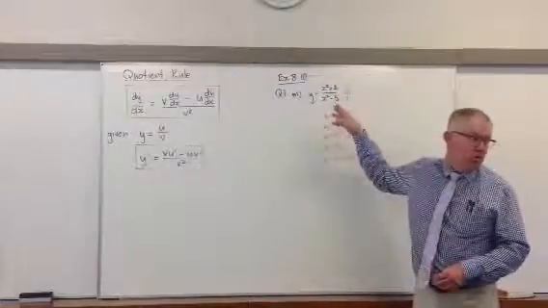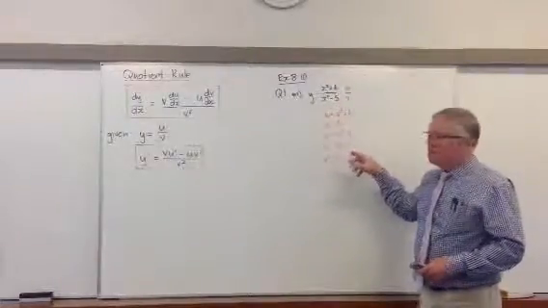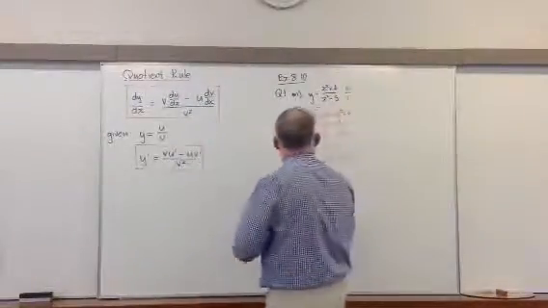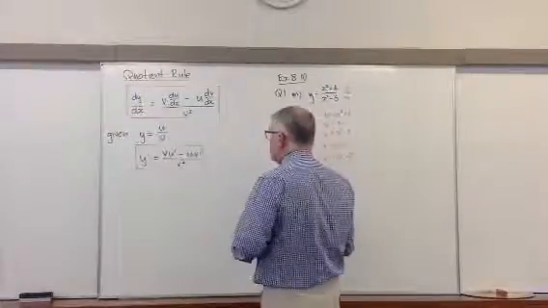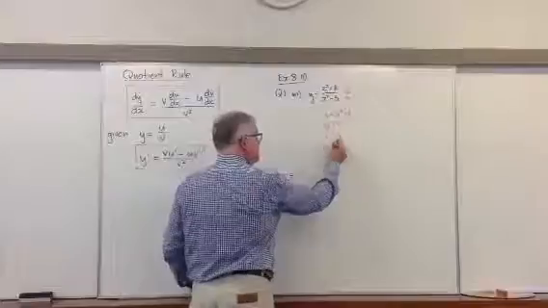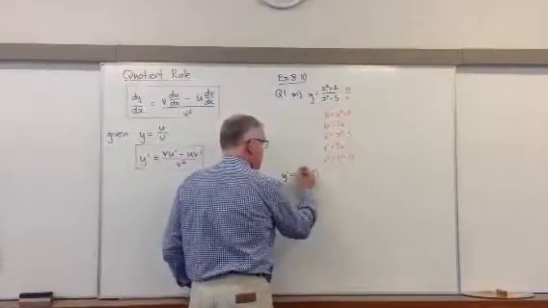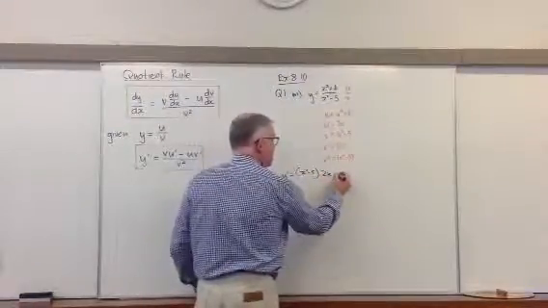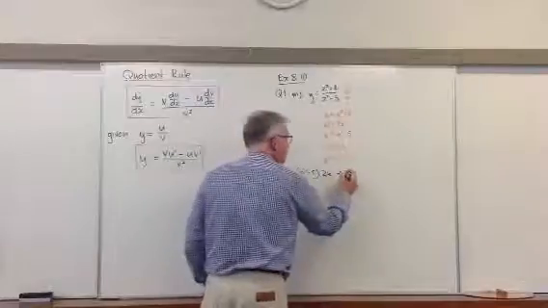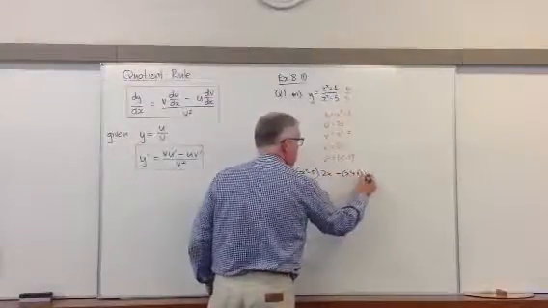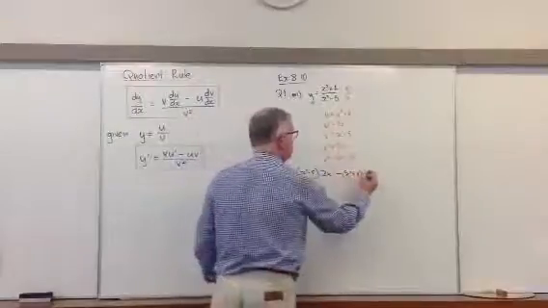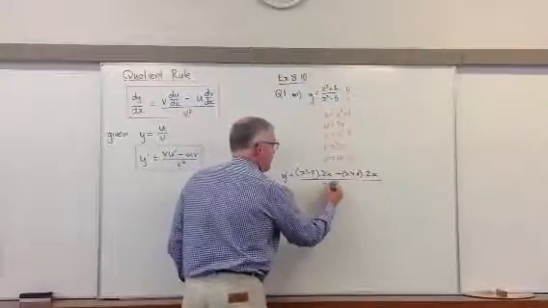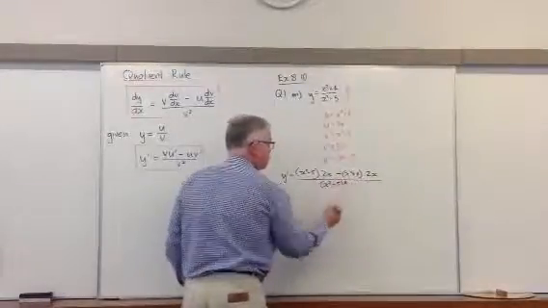And now what we do is we take all these little bits that we've created and set them up so it looks like that. So the derivative, y dash, is equal to v, which is x squared minus 5, times u dash, which is 2x, minus u, which is x squared plus 4, times v dash, which is 2x, all over x squared minus 5 all squared.